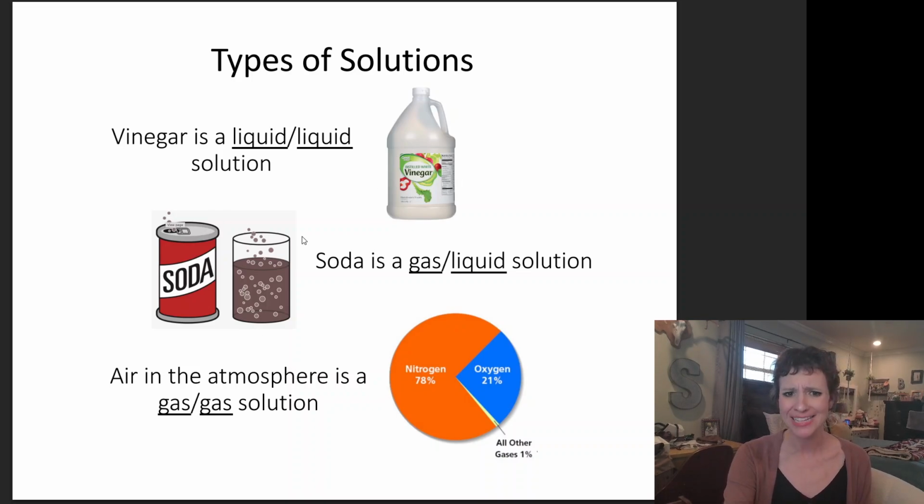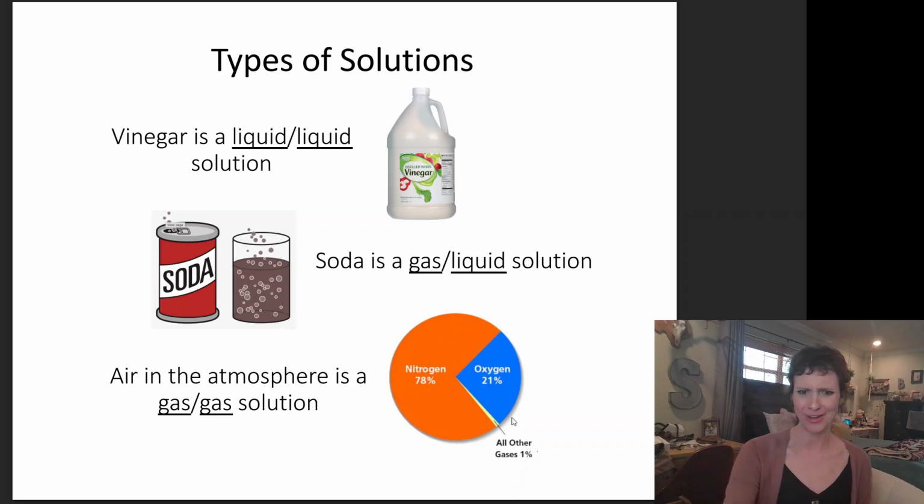Soda is an example of a gas-liquid solution. Guess what makes your soda fizzy? It's those carbon dioxide bubbles on the inside. That's why we say carbonated beverages are carbonated. That means we have carbon dioxide dissolved in there. So my carbon dioxide gas is the solute for that type of solution.